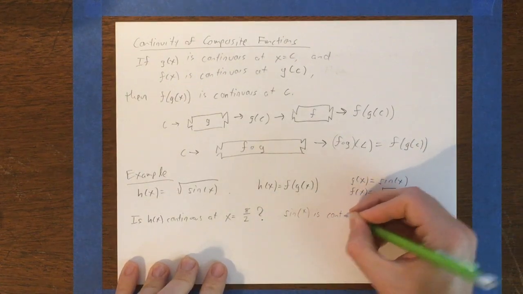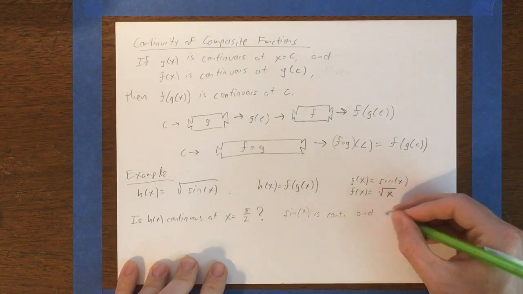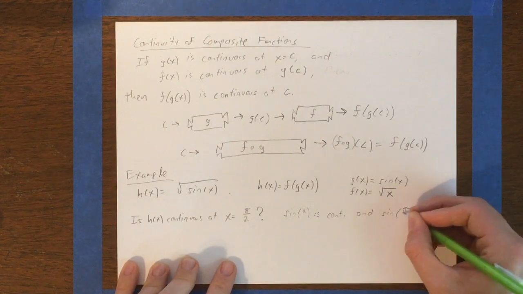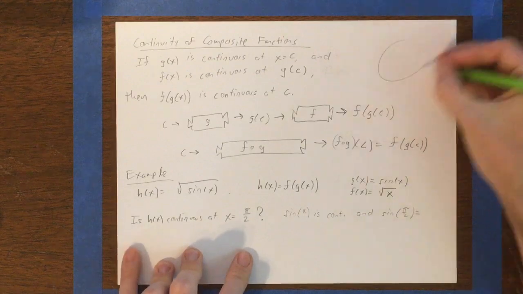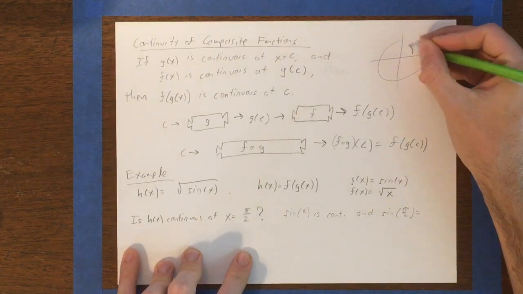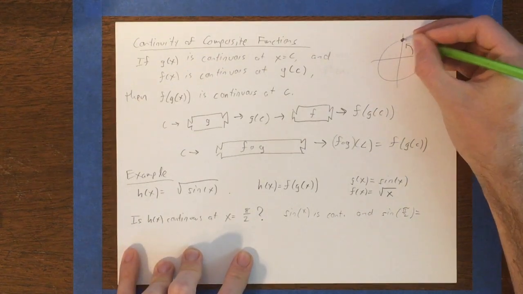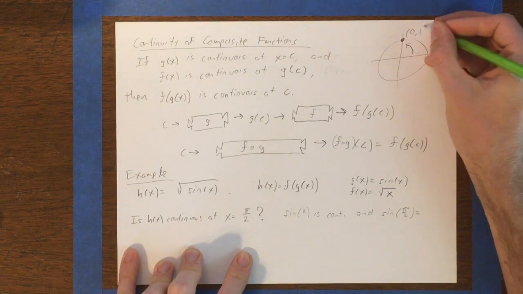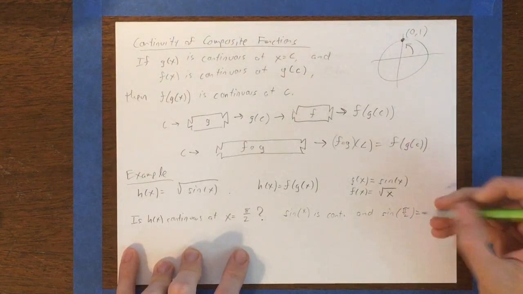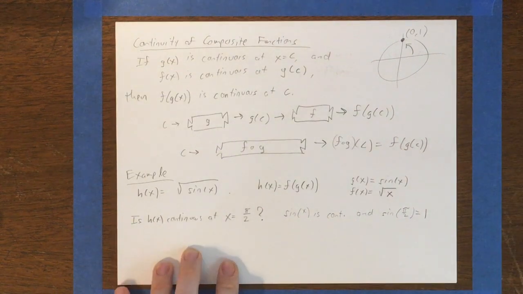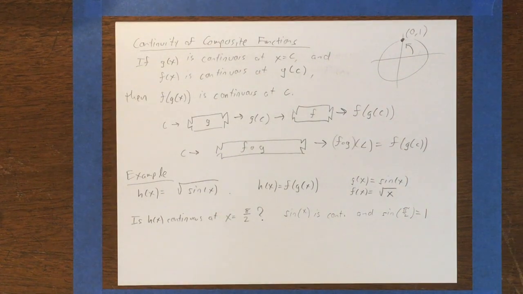And sine of pi over 2 equals, anyone remember? Pi over 2, I'll draw a little circle. Pi over 2 is 90 degrees, which is up here. That's the point 0, 1. And the sine function will output the y coordinate, which is 1. So sine of pi over 2 is 1.